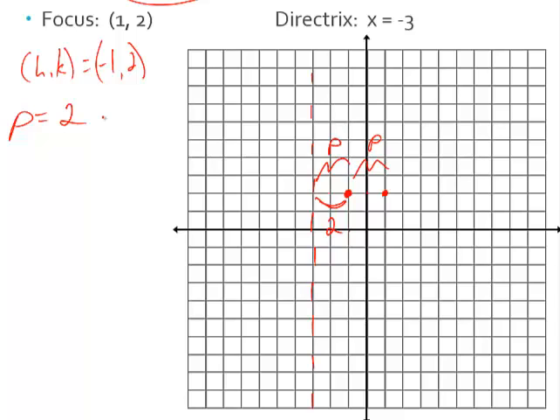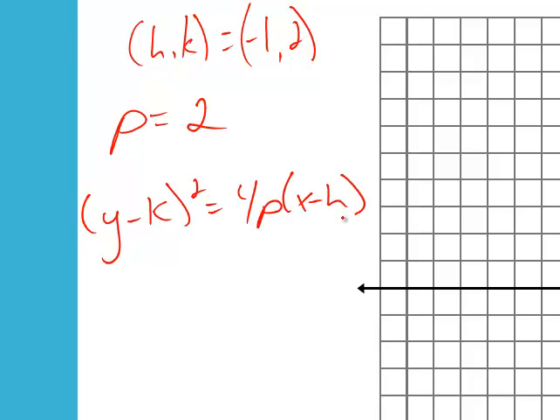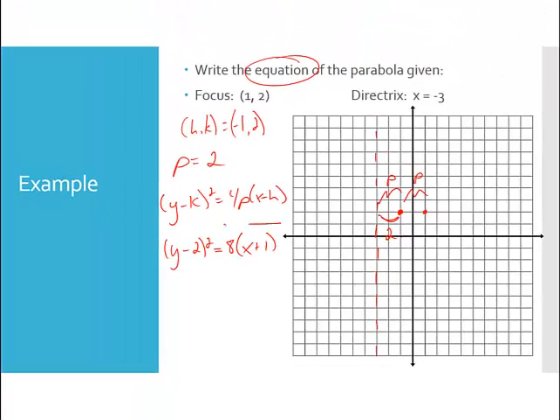So now we can just plug in. Since our graph opens right, looking at our notes, we know that our equation is going to have y squared. So our standard form is going to be (y minus k) squared equals 4p times (x minus h). Plug in what we found. k is 2, so we'll have (y minus 2) squared equals 4p. p is 2, 4 times 2 is 8. x minus h is x minus negative 1, minus negative is positive, so we'll have x plus 1. And there is your equation.